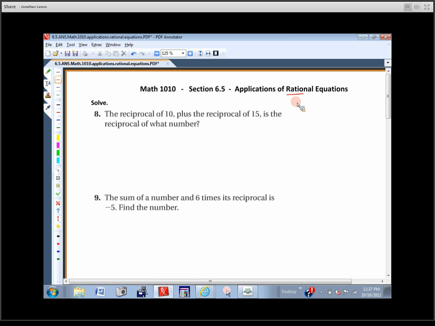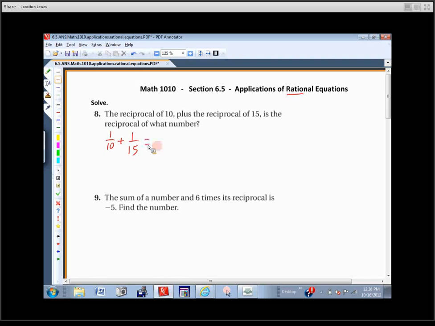So number 8 says, the reciprocal of 10, and then it has a comma. Well, the reciprocal means we flip it over, right? So the reciprocal of 10 would be 1/10. Plus the reciprocal of 15. That's going to be 1/15. So plus the reciprocal of 15, so 1/15, is the reciprocal of what number? Now, normally when we're reading a math problem, if we say is, that means equals.